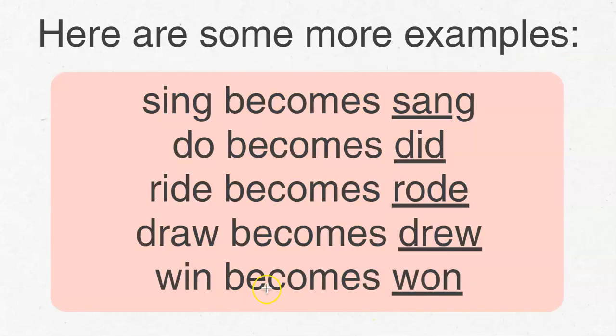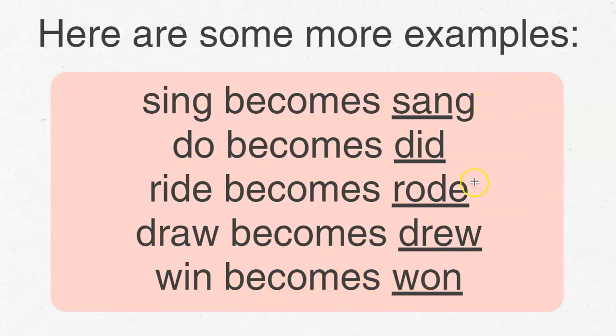Here are some more examples. The verb sing becomes sang in the past tense. The verb do becomes did in the past tense. The verb ride becomes rode in the past tense. The verb draw becomes drew in the past tense. The verb win becomes won in the past tense.